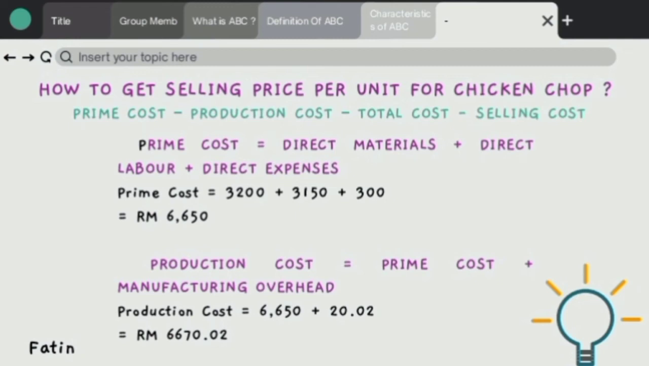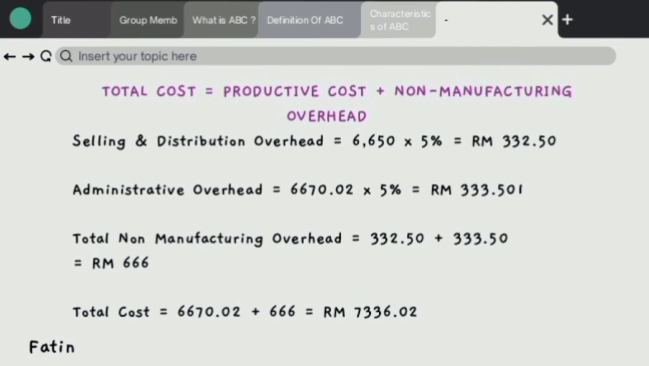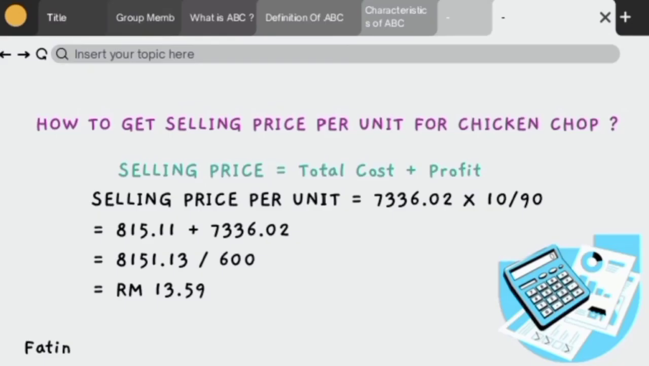For the second step, we calculate the production cost, which includes the total prime cost added to the total manufacturing overhead for chicken chop. And this is how to calculate the total amount of production cost for chicken chop. Next, the third step is total cost. It will be calculated together with production cost and non-manufacturing overhead such as selling and distribution and administrative overhead. And this is how to calculate the total cost for chicken chop. And to get the selling price, it should be divided by the total amount of cost and profit.